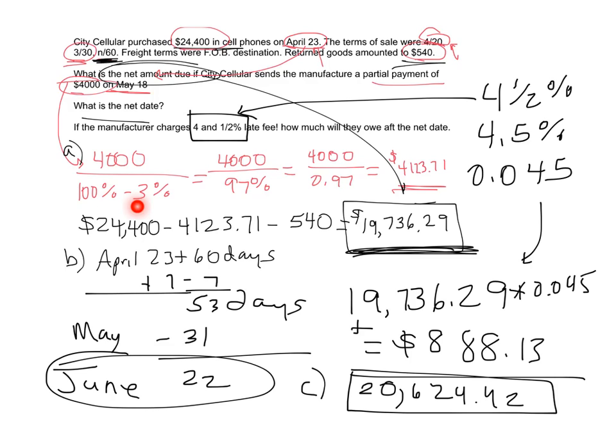So again, Part A, take the amount that was the partial payment, divide by the complement, subtract that from the original purchased value, also subtract your return on goods. Part B, count 60, that N/60 means net 60, 60 days from April 23rd. And then Part C, take what you got in Part A and add 4.5% late fees to it.